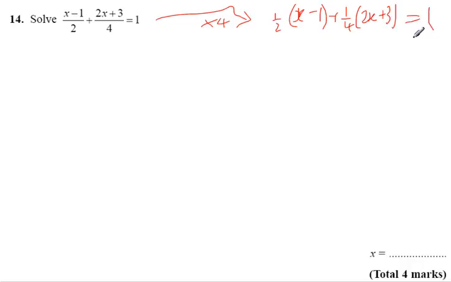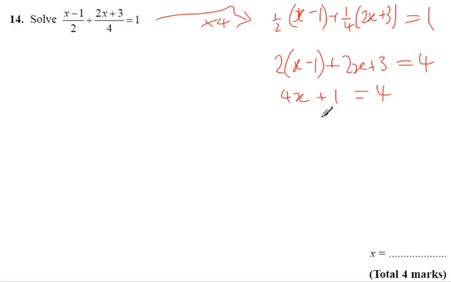equals 1. And when I multiply everything by 4, we get 4 lots of a half, so that becomes 2x minus 1. We get 4 lots of a quarter, so that becomes 2x plus 3. And we get 4 lots of 1, which is 4. We then simplify this side, we've got 2x and 2x, which makes 4x. We've got minus 2 and plus 3, that makes plus 1. And we've got 4. So we get 4x is a 3. So x is 3 quarters.